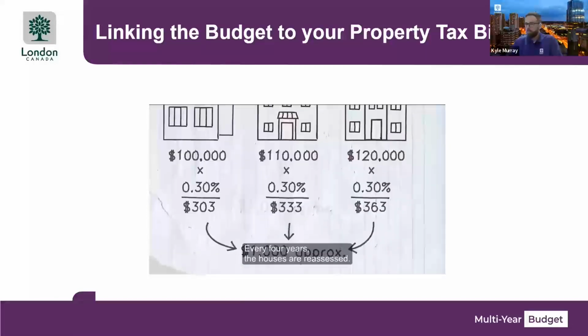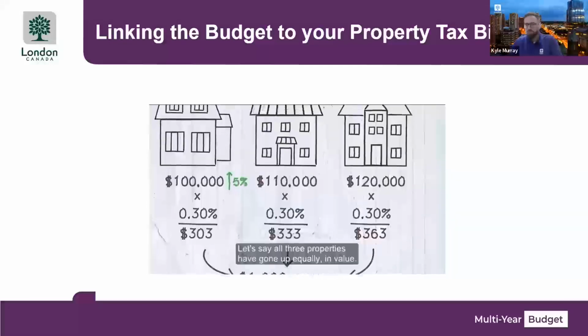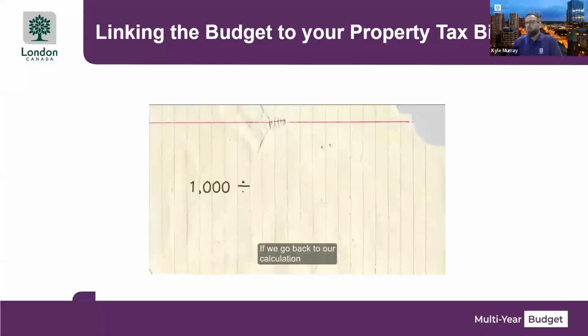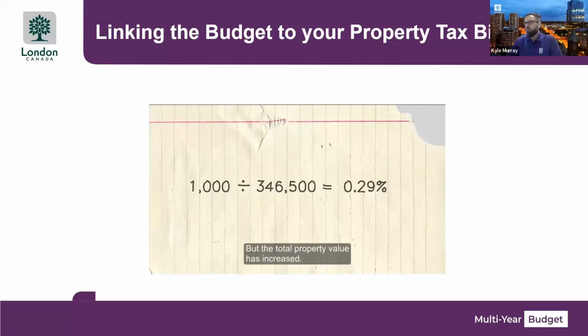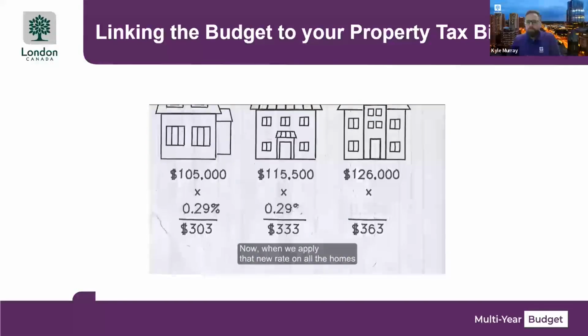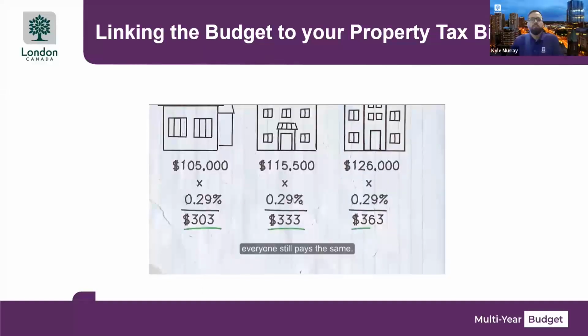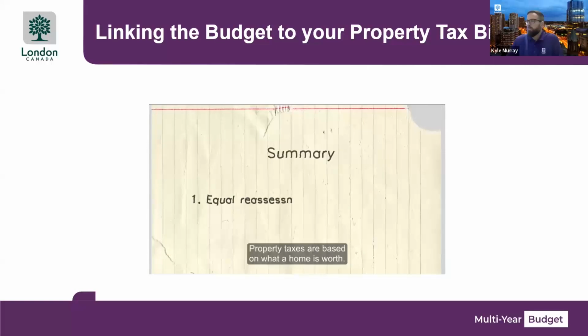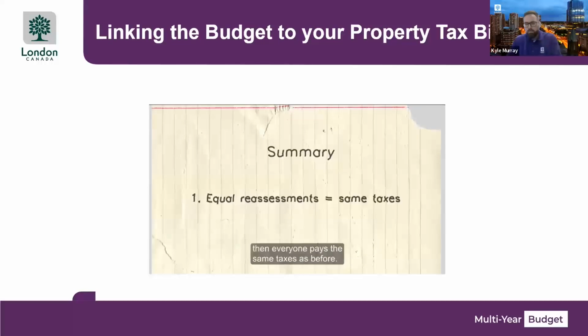Every 4 years, the houses are reassessed. Let's say all 3 properties have gone up equally in value. If we go back to our calculation, the total cost of services hasn't changed, but the total property value has increased. When this happens, there'll be a decrease in the tax rate. Now, when we apply that new rate on all the homes, everyone still pays the same. Let's recap. Property taxes are based on what a home is worth. If reassessments all increase equally, then everyone pays the same taxes as before.